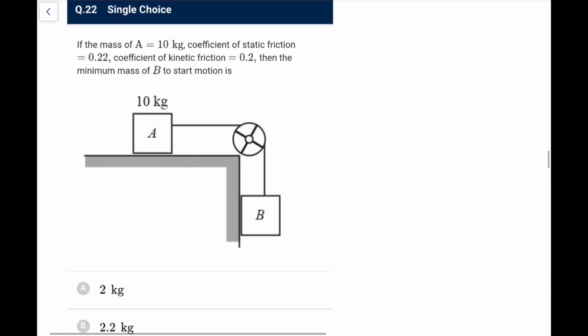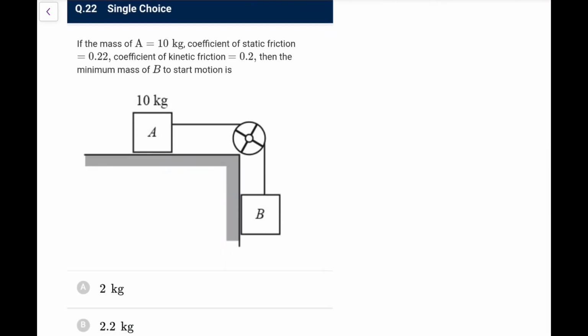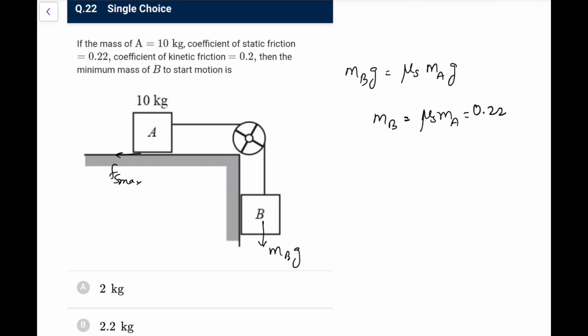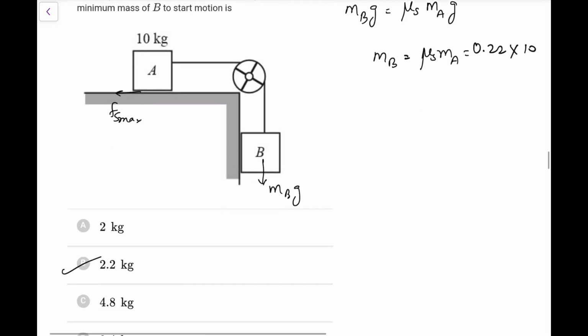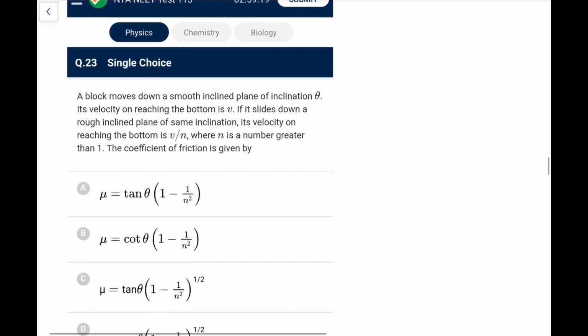Next one, if the mass of A is equal to 10 kg, the coefficient of static friction is 0.22, and kinetic is 0.2, then what is the minimum mass of B to start the motion? That means this Fs max has to be countered. In the limiting case, MB g is mu s times N on A, that is MA g. So MB minimum would be mu s times MA. Mu s times MA means 0.22 into 10, that is 2.2 kg. Go for option B. 2 kg won't work, 2.2 will work, because to start you need to first overcome static.